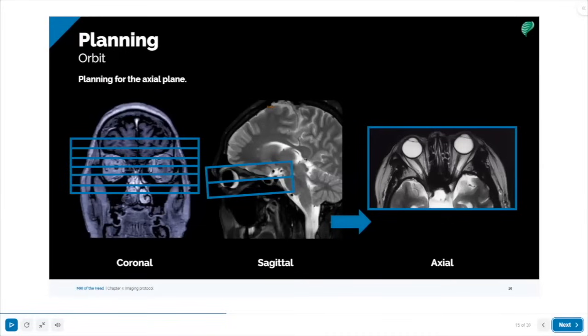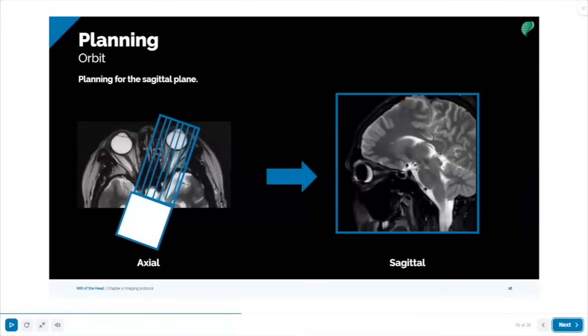I'm not sure why patients tend to want to look around and move their eyes when you're scanning their orbits for some reason.